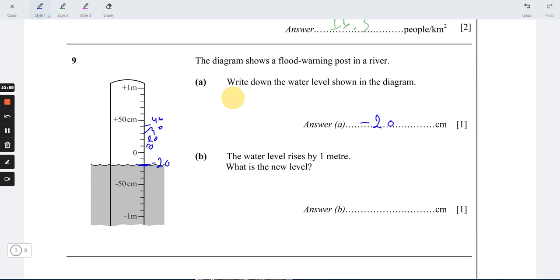Now, the water level rises by 1 meter. What is the new level? The new level here, we are starting not from 0, we are starting from minus 20. So 100 minus 20 is plus 80, plus 80 centimeter.